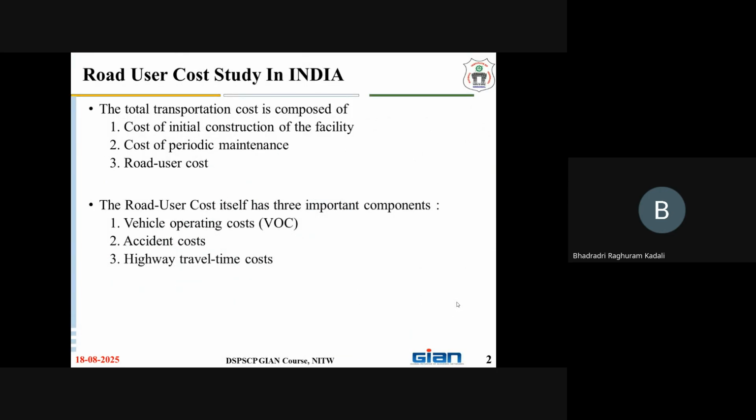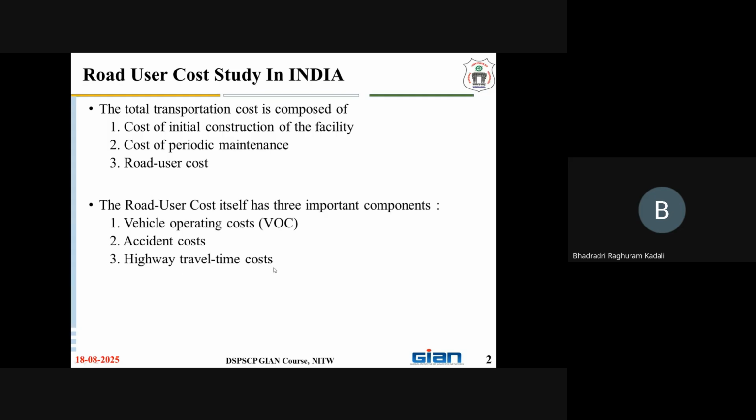Generally, there are different types of costs involved in transportation. The road user cost is one of the important components. That is the cost of initial construction of the facility, the cost of periodic maintenance, and the road user cost, which Professor Vinayak has also discussed just before this session. Then we have the vehicle operating cost, the accident cost, and the travel time cost.